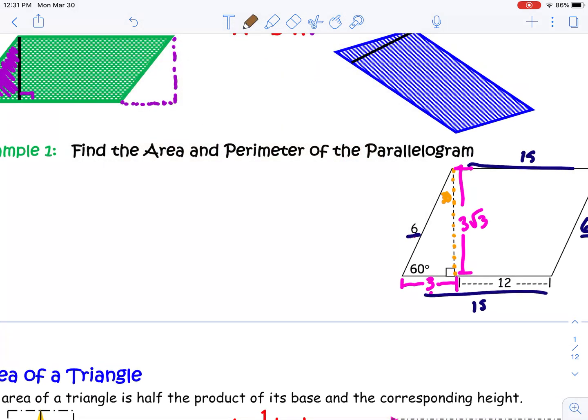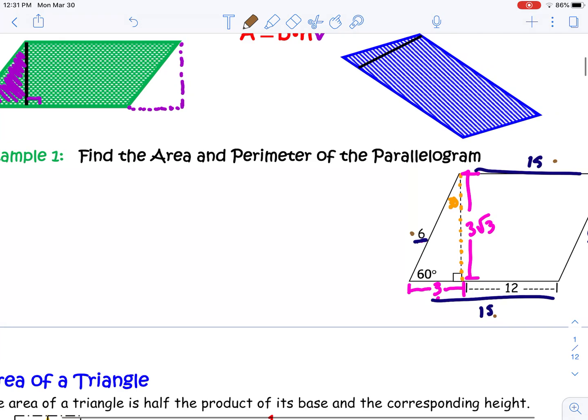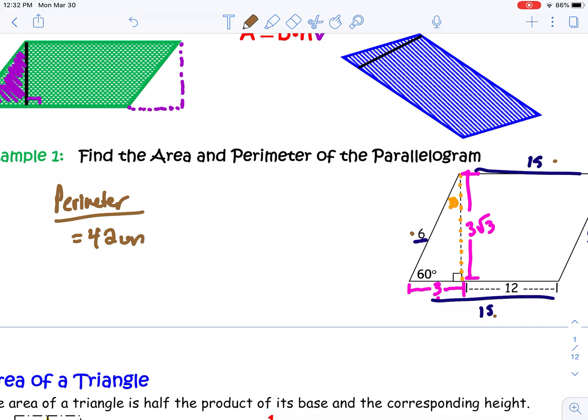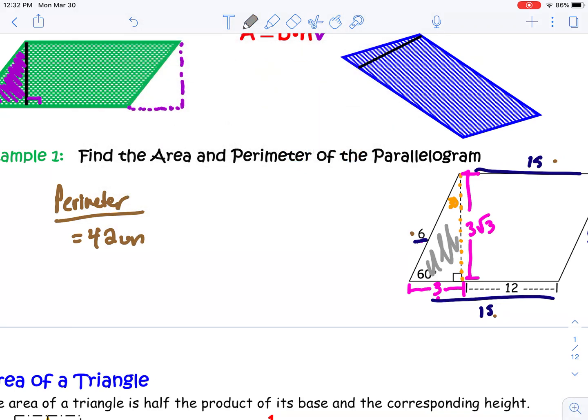First, perimeter. Well, perimeter is just a sum of all the sides, as if we were tracing it around the outside. So the perimeter of my figure is 6 plus 15 plus 6 plus 15. The perimeter is just 42 units.